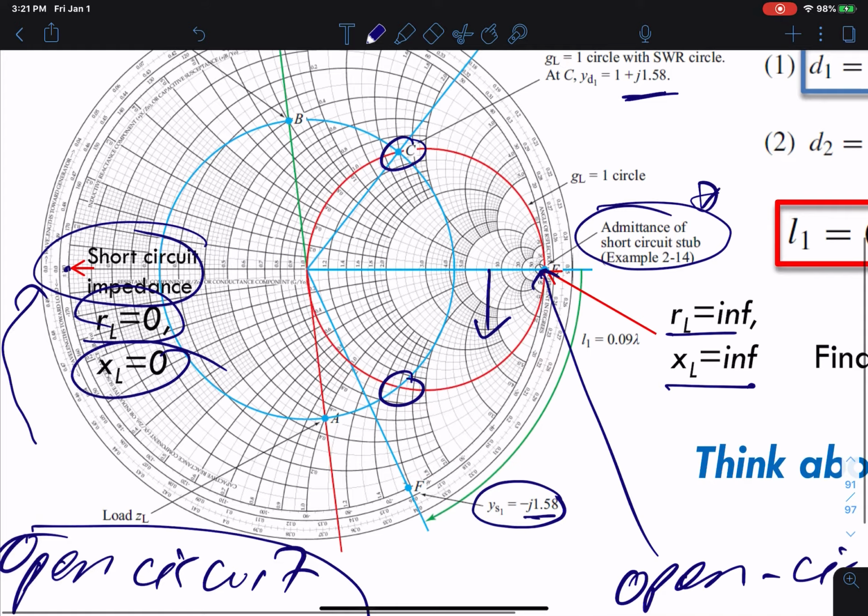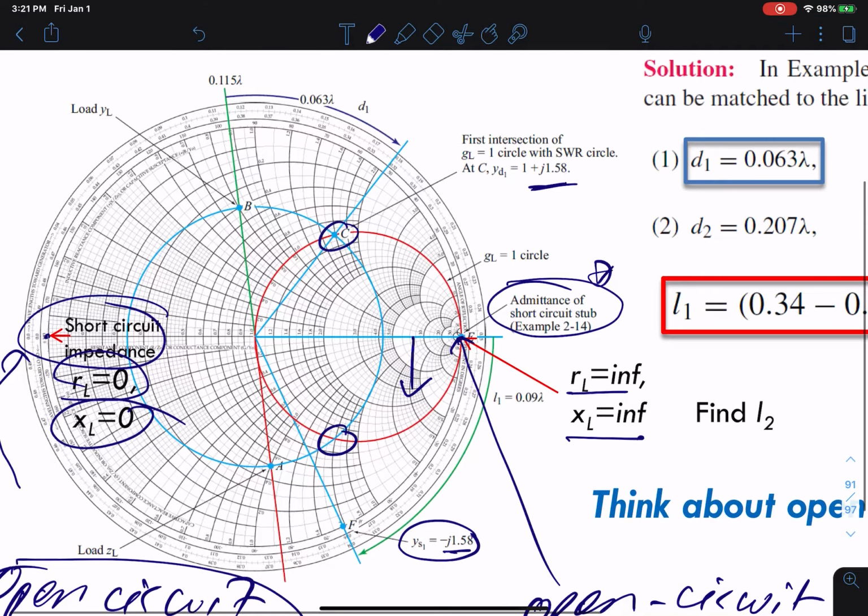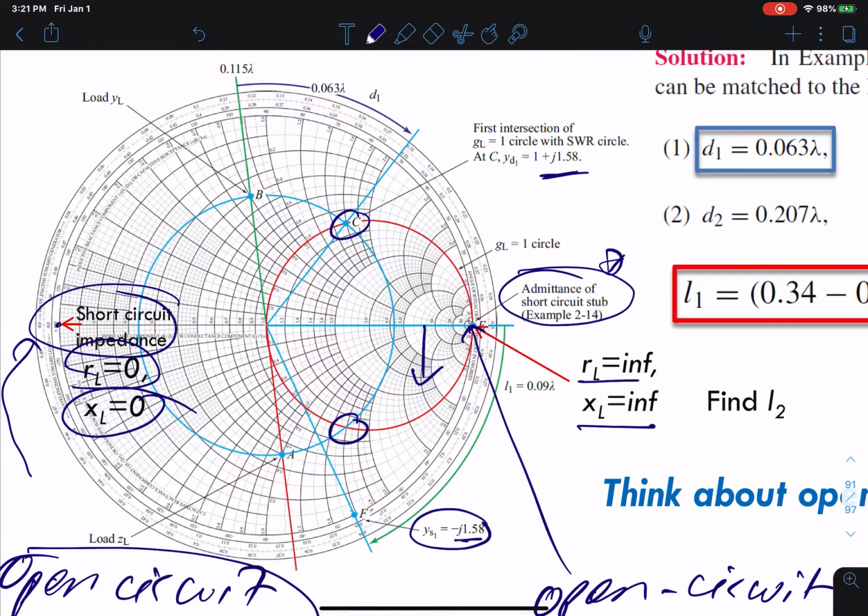So what's going on here? This is my short circuit admittance point, and that's the starting point. I have to work from here to here to find this point. How much do I need to move? There is a distance d1, and that is the distance d1 I need to know, right?